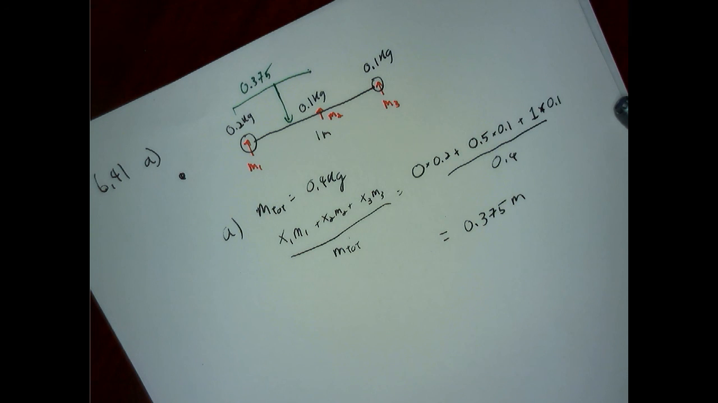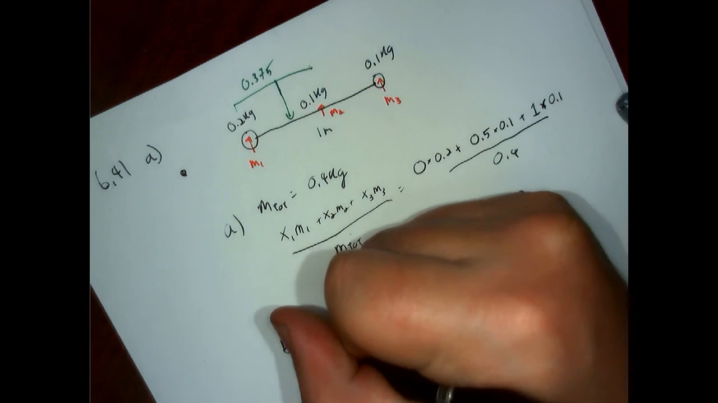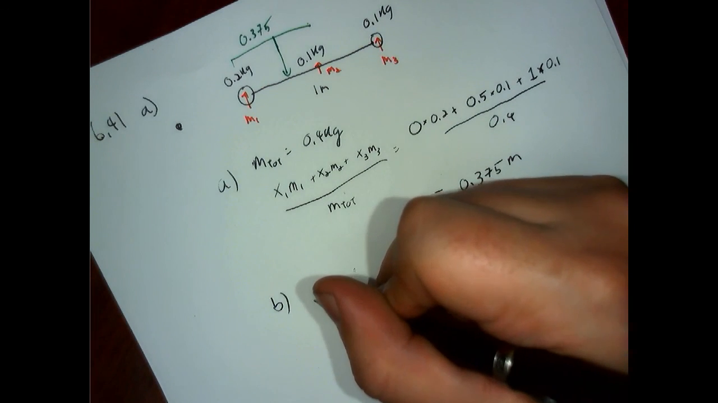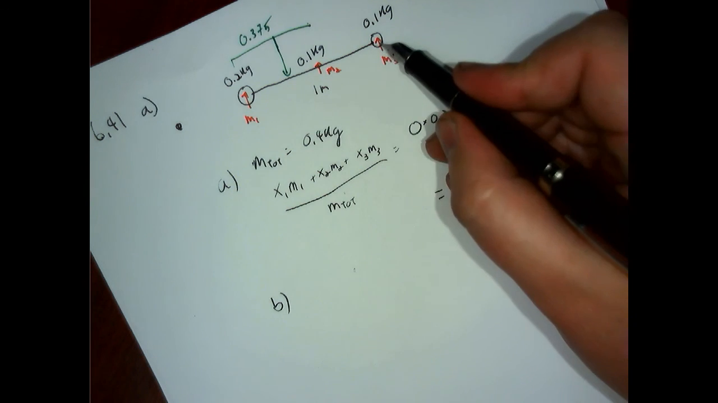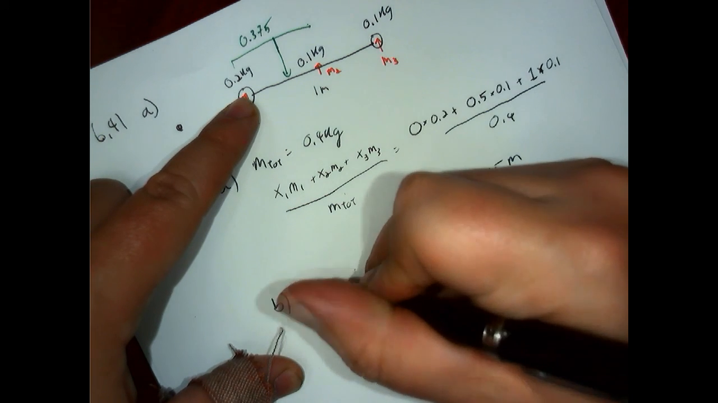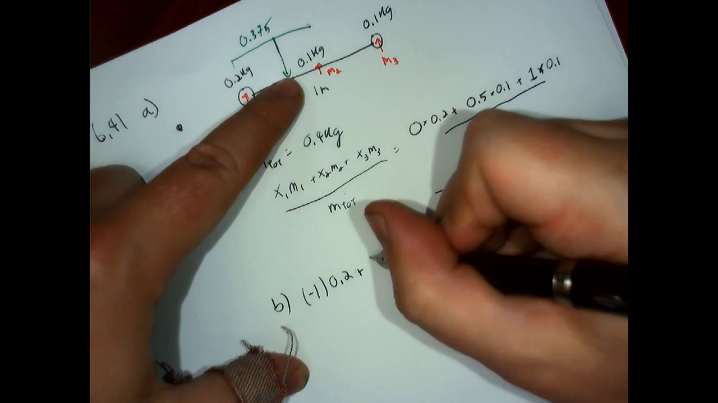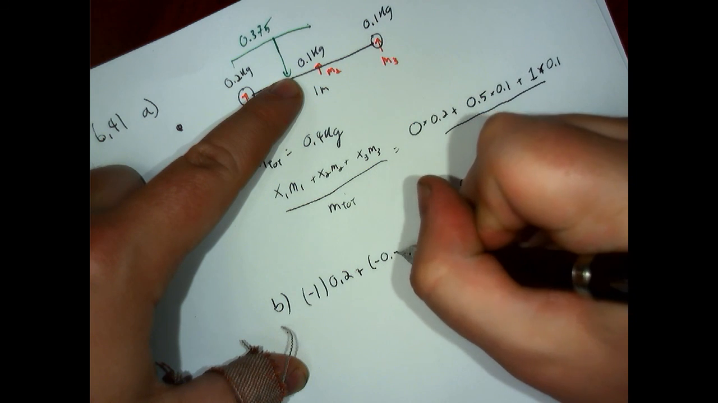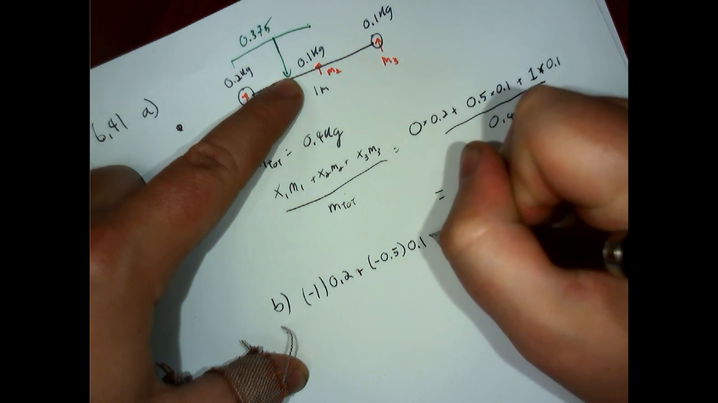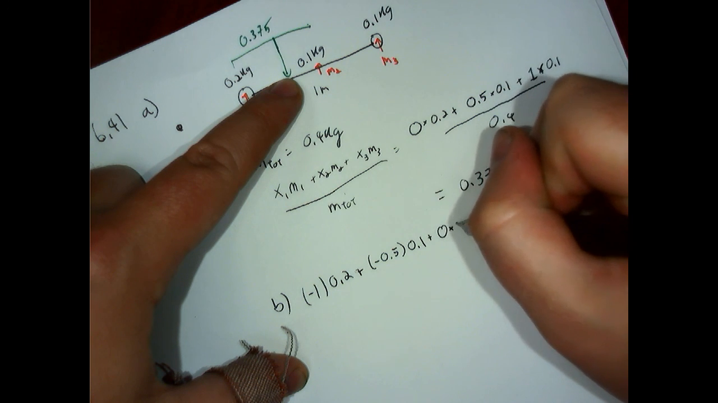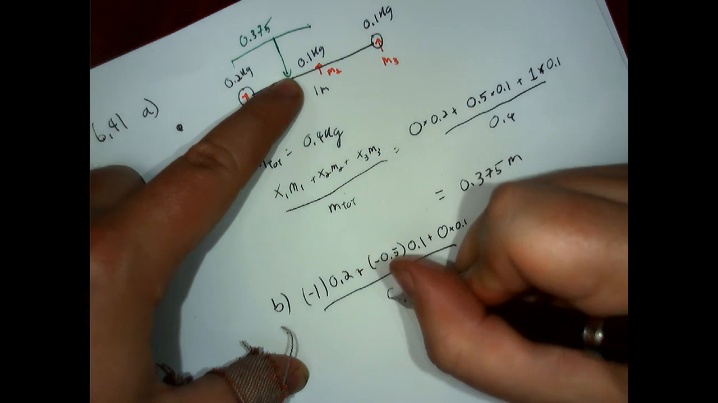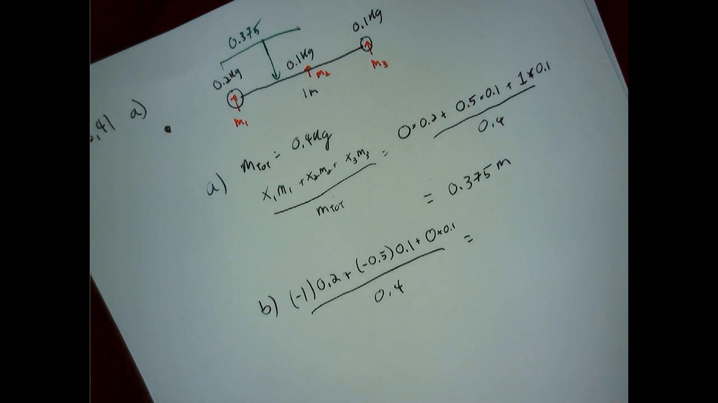Center of the smaller ball. Center of the smaller ball, x1, all right, is going to be at minus 1. Mass 1 is 0.2. x2 is minus 0.5, and its mass is 0.1. x3 is at 0, and its mass is 0.1, all divided by 0.4. Minus 1 times 0.2 minus 0.5 times 0.1 divided by 0.4.